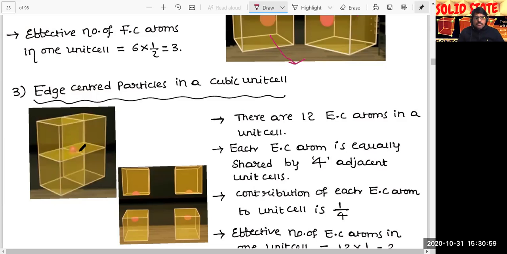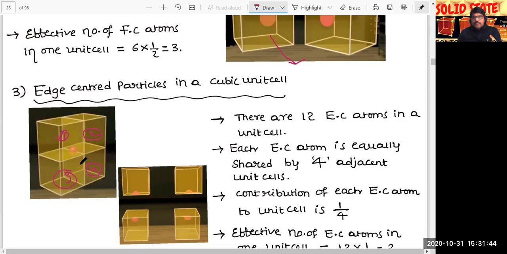For example, this is one edge. At the center of the edge there is a particle, and if you see in this diagram, this particular edge-centered atom is shared by 4 unit cells. What are the 4 unit cells? This is 1, that is 2, this is 3, and this is 4. Bottom unit cells 2, top unit cells 2: bottom left, bottom right, top left, top right. Ultimately this edge-centered atom is equally shared by 4 unit cells. I need only the 2 numbers.